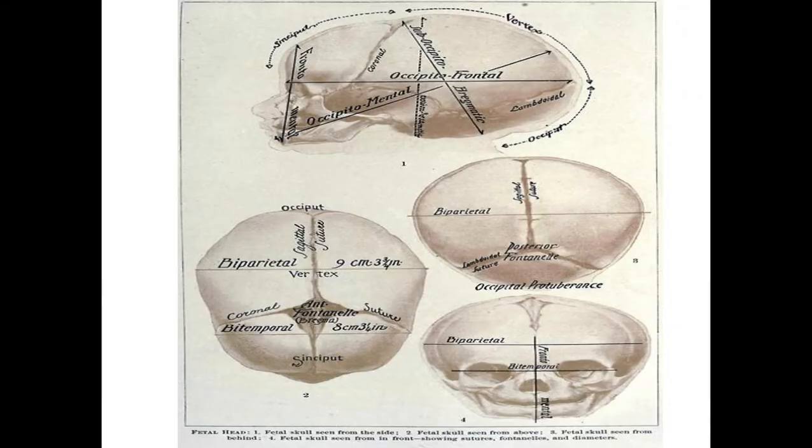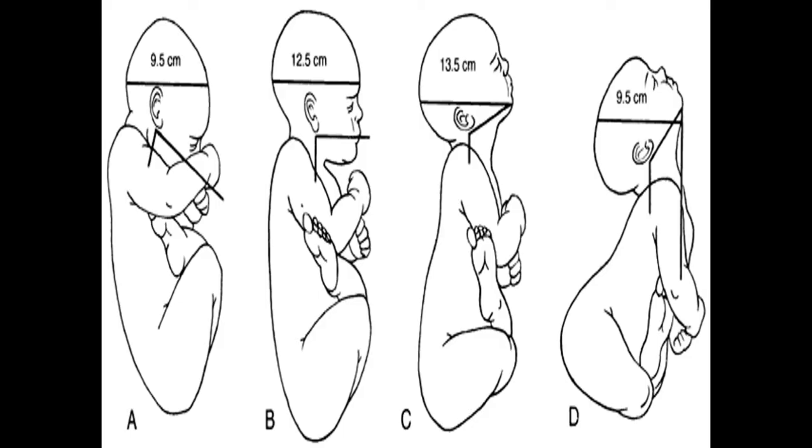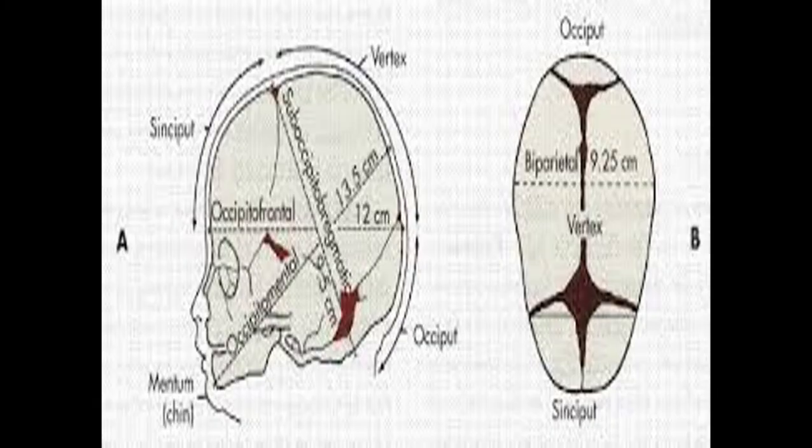What is the transverse diameter of the fetal head? We have what is called the biparietal diameter, from one parietal eminence to the other parietal eminence, it is 9.5 cm. Then the subparietal-supraparietal diameter, from above one parietal eminence to the lower of the other parietal eminence, is about 9 cm.